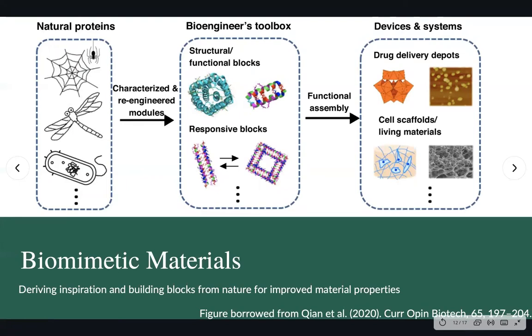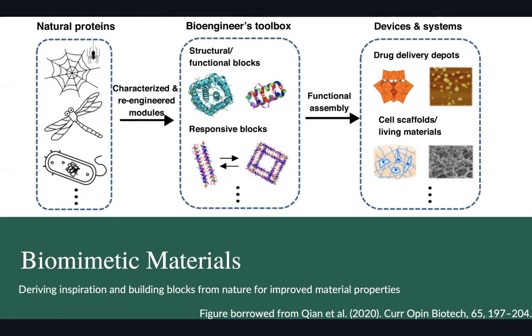Biomimetic materials take their inspiration from nature. The most basic building blocks are used to recapitulate natural materials through synthetic production methods, or to use these building blocks to incorporate enhanced function into produced materials. This is done by taking natural proteins from things like spider silk and dragonfly wings, characterizing these proteins and learning about their structure and function to then turn these into modules.